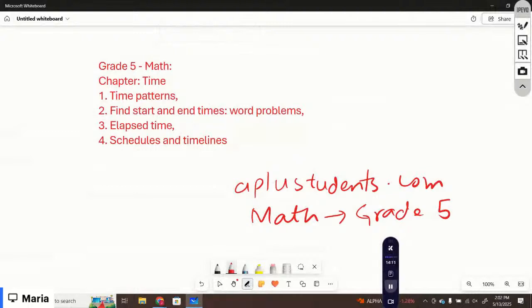The lessons we're going to cover today are time patterns, find start and end time, word problems, elapsed time, schedules, and timelines. So please make sure you have your notebook and pencil so that you can note down the important examples and definitions as well.